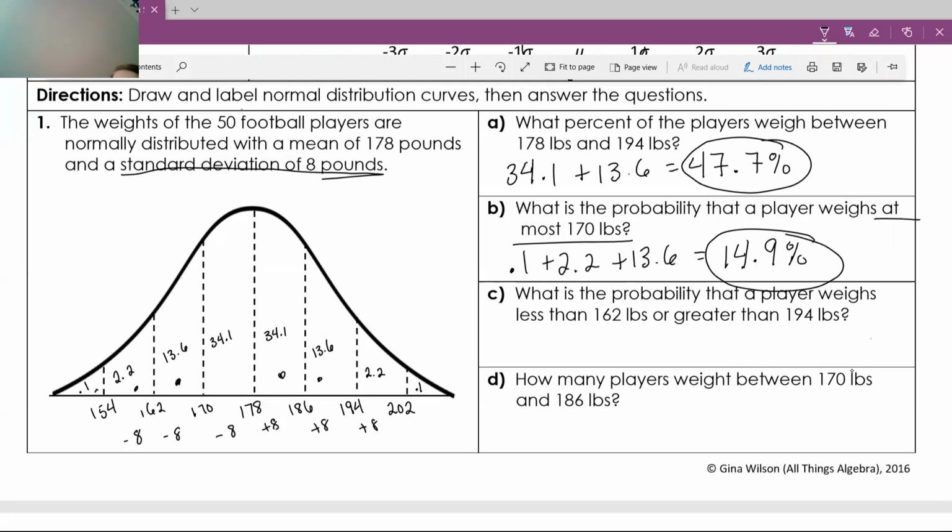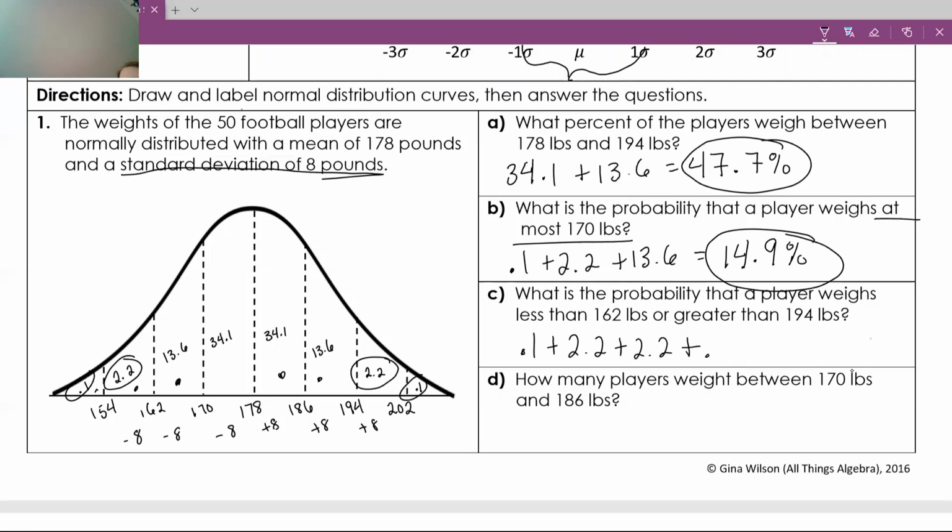What is the probability that a player weighs less than 162 pounds, but greater than 194 pounds? So I go and I say below 162 pounds is these two pieces. Above 198 pounds is these two pieces. Add them together. 0.1 plus 2.2 plus another 2.2 plus a 0.1 equals 4.8%.